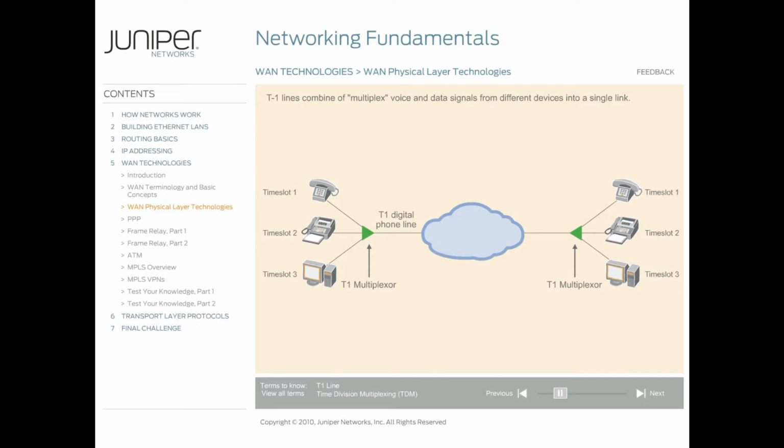With TDM, devices take turns transmitting a fixed amount of data across the link using a specific time slot or channel. A T1 line divides a single line into 24 different channels. You can think of a T1 line as a type of telephone service capable of transporting the equivalent of 24 conventional telephone lines over two pairs of wires. Instead of having individual phone lines for digital phones, fax machines, and computers, companies can use TDM and send all signals across a single T1 line.